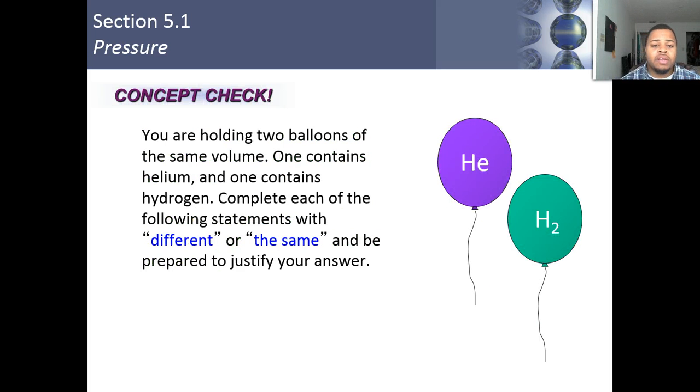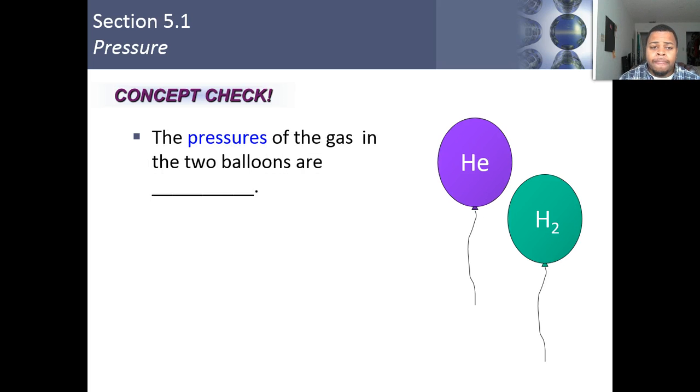Now, let's take a little bit of a look and do a check, I guess you'd say. You're holding two balloons, same volume, one contains helium, one contains hydrogen. Complete the following statements with different or the same and be prepared to justify your answer. So, look at the sizes of the balloons, and we're going to go from there. Now, the pressures of the balloons, according to what you're seeing here, would be where? What would you state them as? Well, considering they're the same size, we're going to actually say this one is the same.